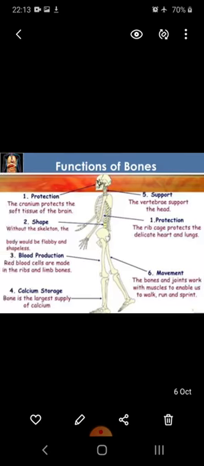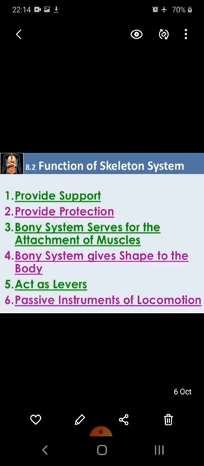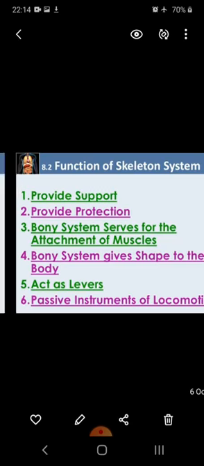I have explained the functions of bone. Bones give you protection, shape, blood production, calcium storage, support, and movement. So these are all the functions of bone in your body, and I have already explained this through the picture.